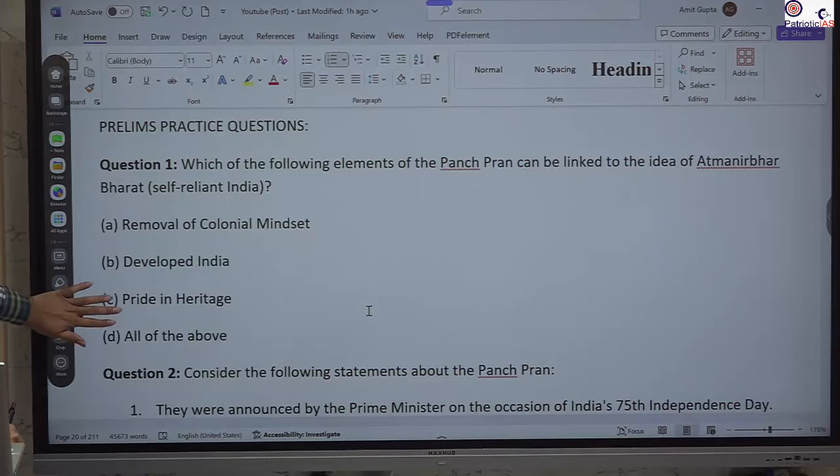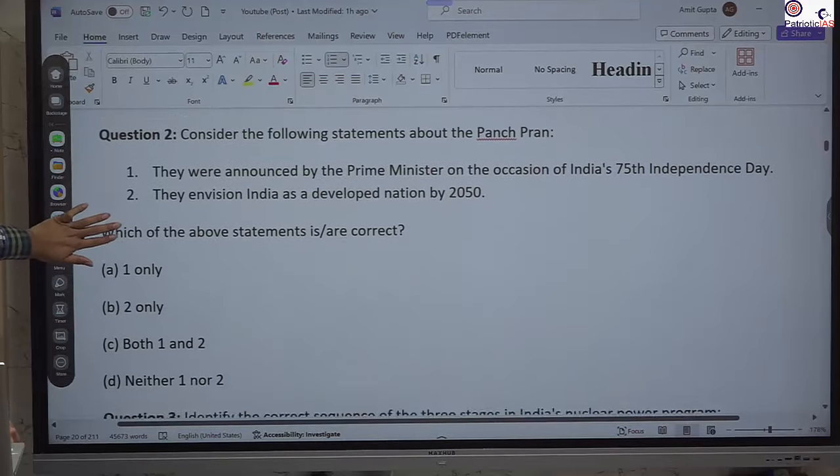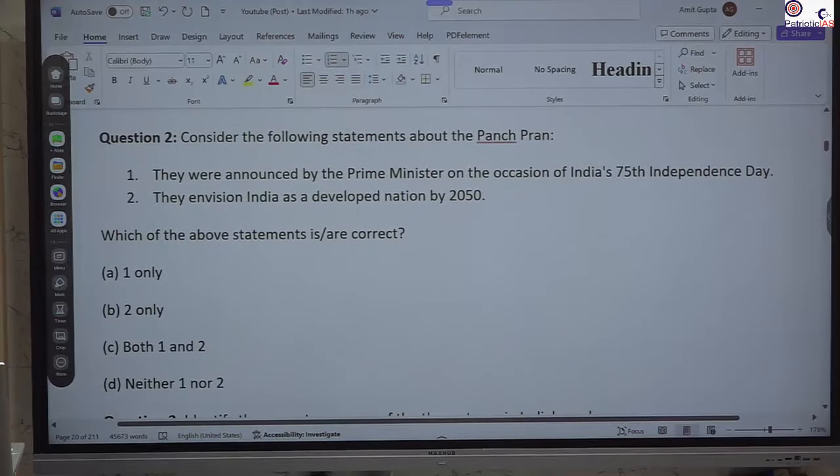Next question. Consider the following statements about the Panch Pran. One, they were announced by the Prime Minister on the occasion of India's 75th Independence Day. Two, they envision India as a developed nation by 2050. Which of the above statements is/are correct? A, one only. B, two only. C, both one and two. D, neither one nor two.